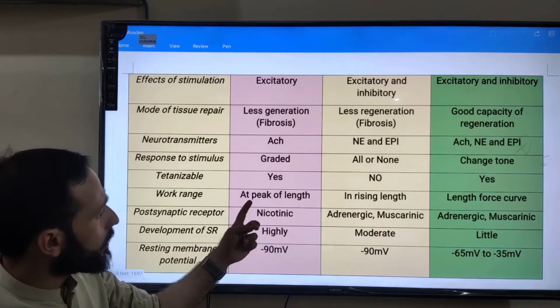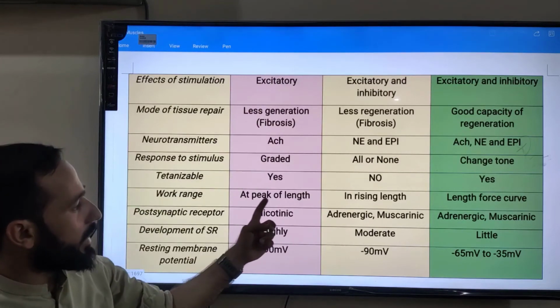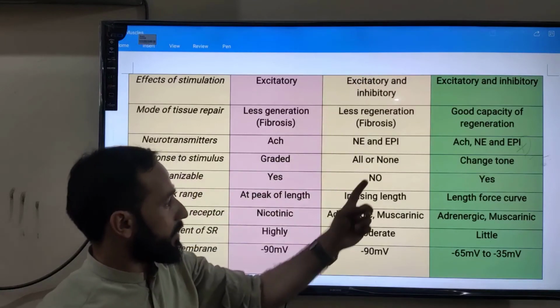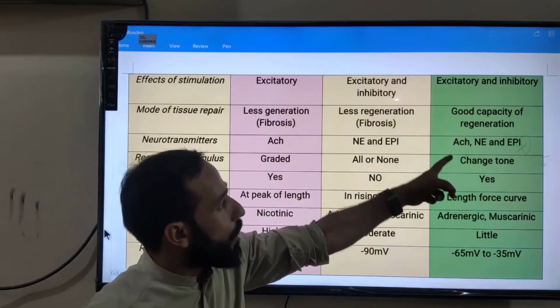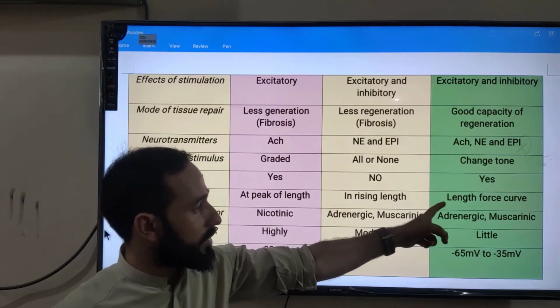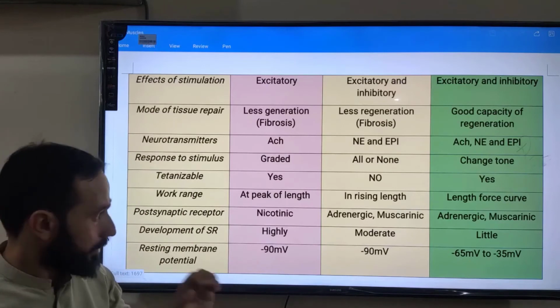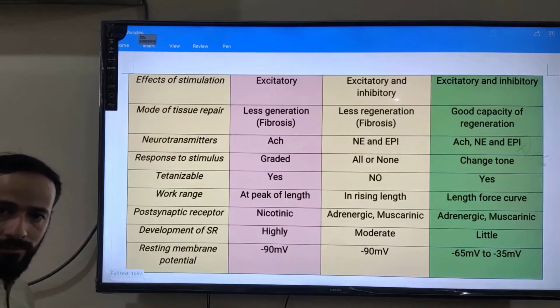Next, what is the work range? Work range of the skeletal muscles is at the peak of the length-tension curve, work range of the cardiac muscles is in the rising length, and work range of the smooth muscles is in the length of the force curve. Right. Next, what is the postsynaptic receptor?